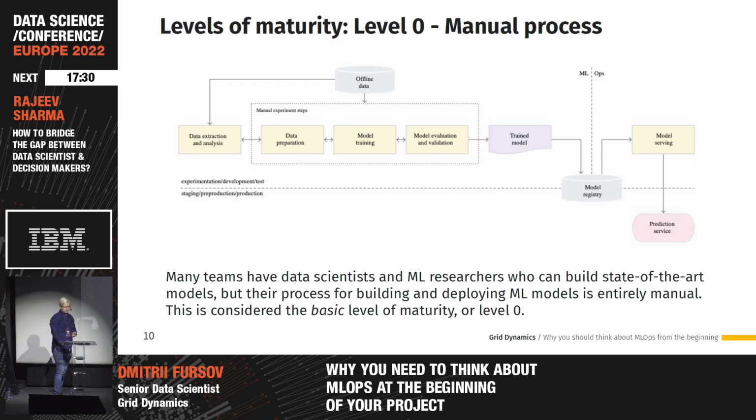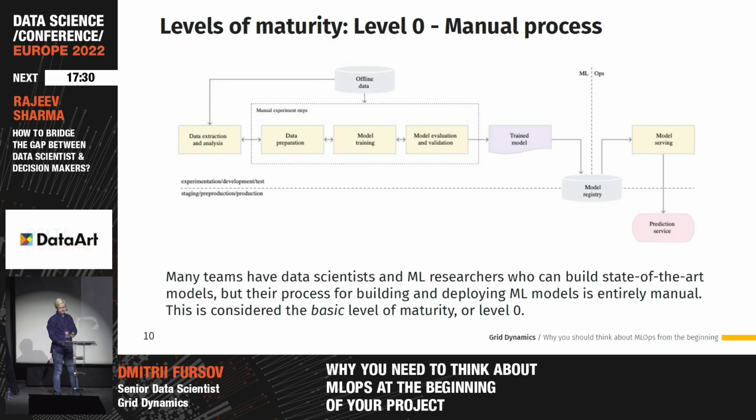Let's start from level 0. At level 0, every step is manual, including data analysis, data preparation, model training, and validation. It requires manual execution of each step and manual transition from one step to another. This process is usually driven by experimental code that is written and executed in Jupyter notebooks by data scientists interactively until a workable model is produced.